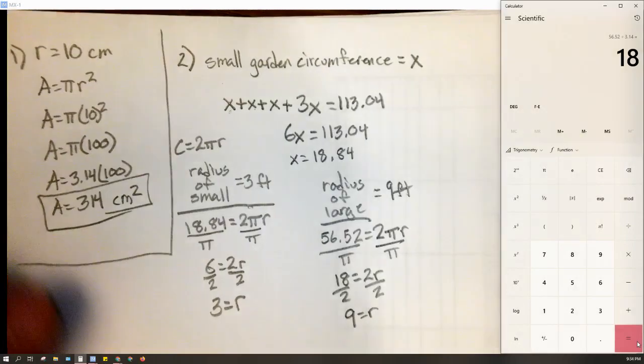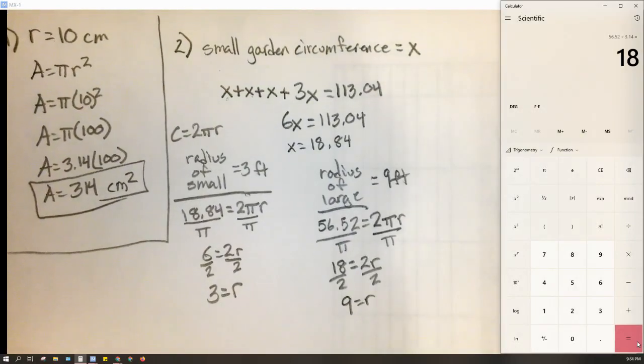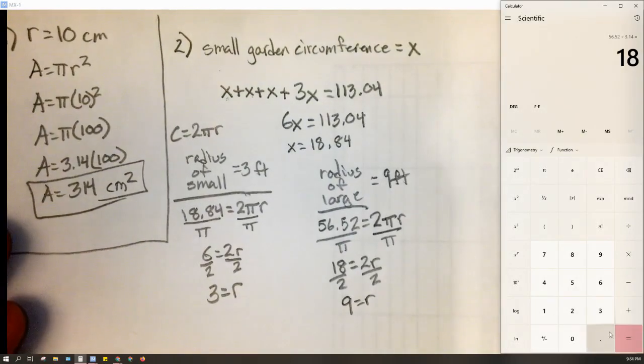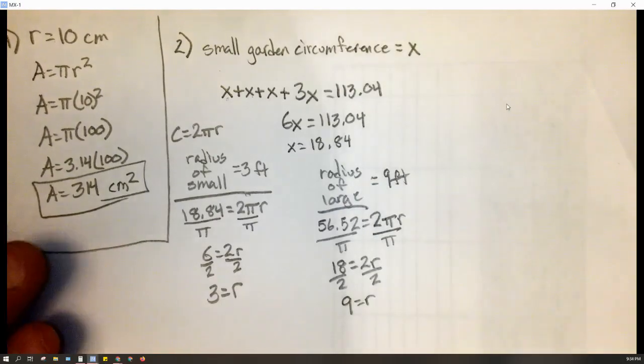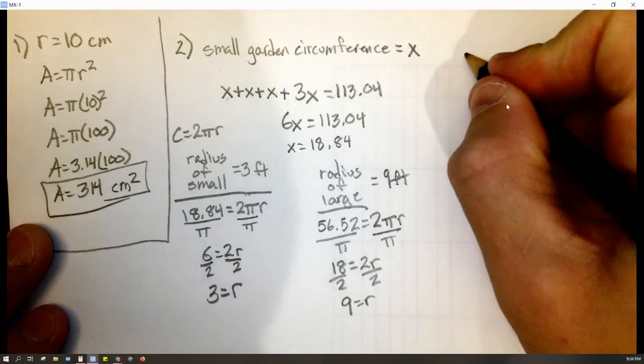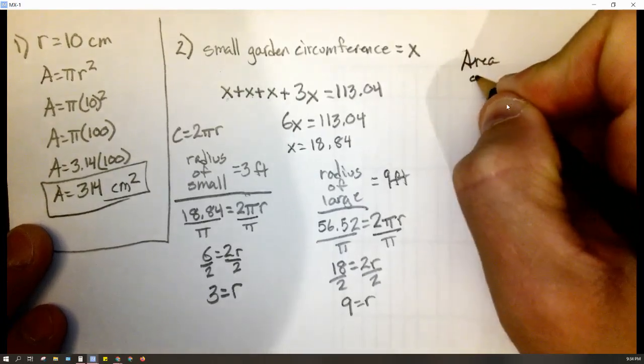Now that we know the radius of both gardens, the small garden and the large garden, we can finally find the areas that we need to look for. If I say, what's the area of small? Here we go. Let's do the area of a small garden.